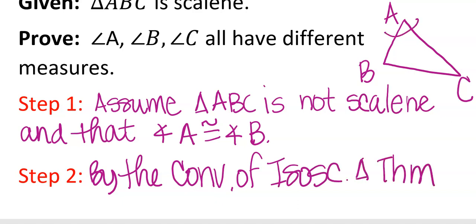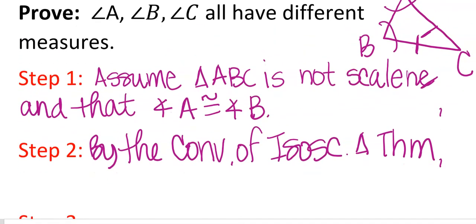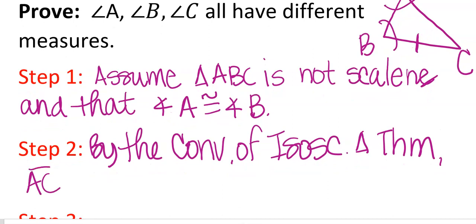So we said A and B are the same, which means that this side and that side are the same. So AC is congruent to BC.